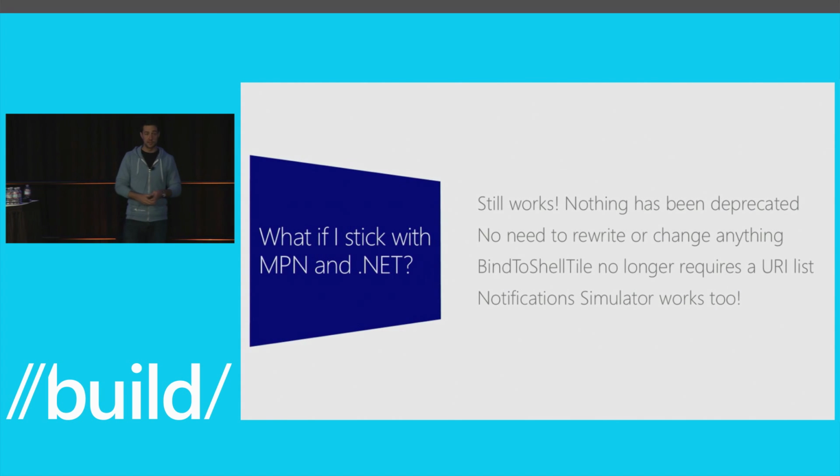But what if you wanted to stick with MPN and .NET? Everything still works. Nothing's been deprecated. You won't necessarily get a ton of new stuff. You won't need to rewrite or change anything. You get some nice behavioral advantages. Binding to ShellTile today, if you want to download images remotely, you have to specify a whitelist of URIs that we allow. We're no longer enforcing that. We realized that was sort of a needless restriction.